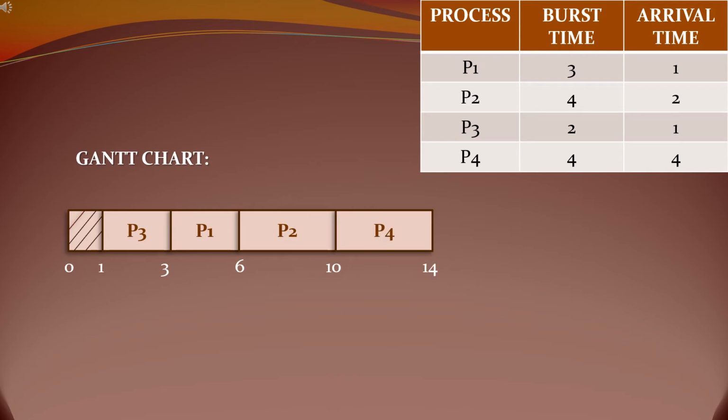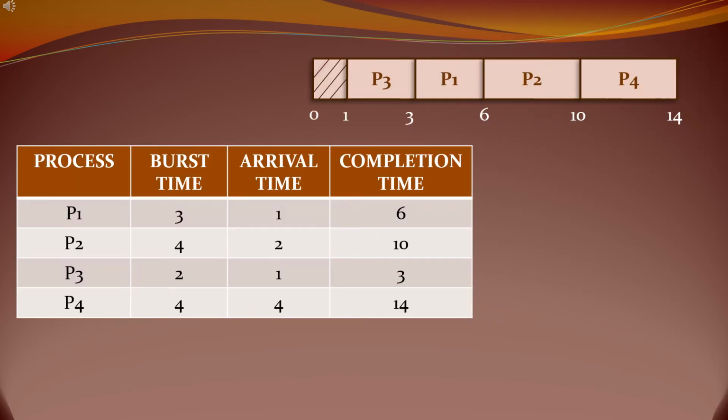And the rest process is P4, so it will be executed at the last. And the burst time of P4 is 4, so 10 plus 4 equal to 14 will be the completion time of the process P4. So from the Gantt chart, we have got the completion time for P1 is 6, for P2 the completion time is 10, for P3 the completion time is 3, and for P4 the completion time is 14.